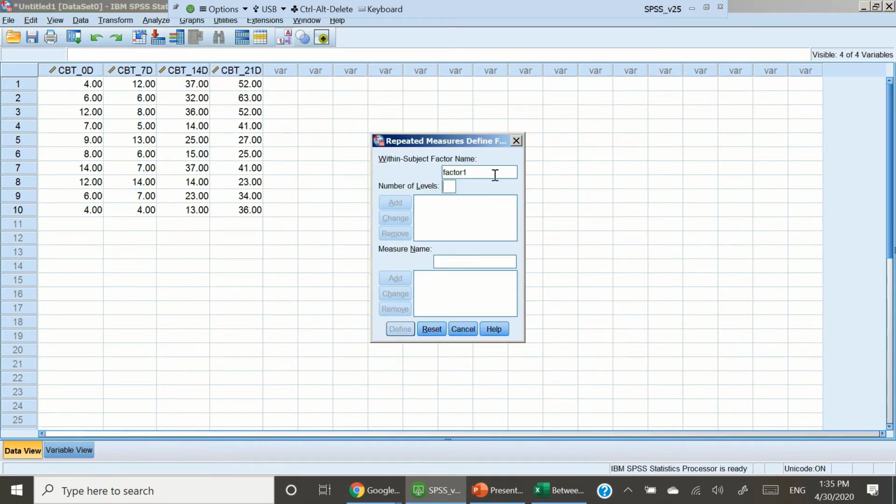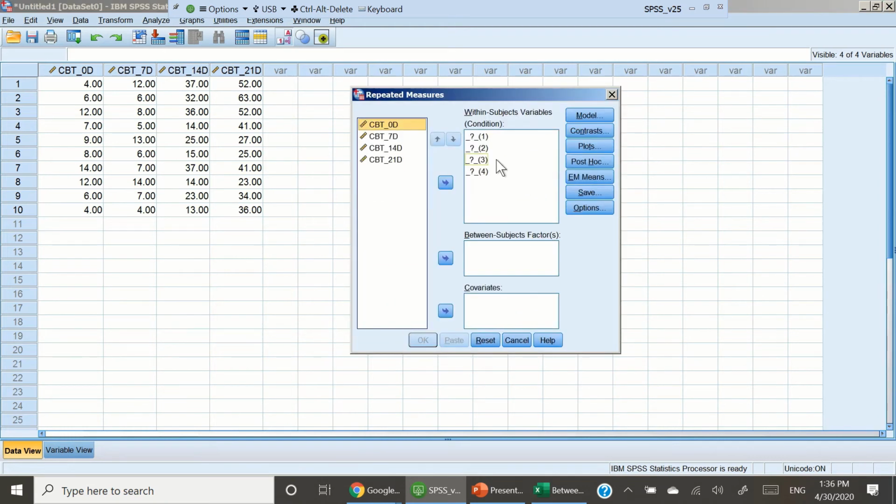The within subjects factor name is called condition, and we have 4 levels. Add, and define. Let's define these 4 levels, and that's exactly the 4 levels that you want. Just move them over.